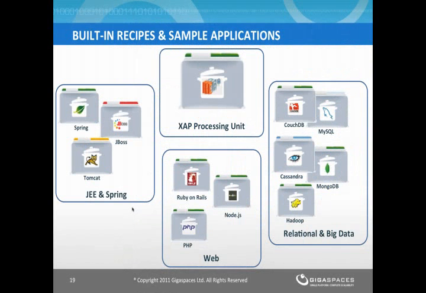Now Cloudify, although it's very open and essentially allows you to implement and deploy any application using the recipe mechanism, is bundled with numerous built-in recipes and sample applications. So we're supporting out of the box Tomcat, JBoss, Ruby on Rails, MongoDB, which I mentioned before, Cassandra, and a bunch of other components that are, I would say, the most common application stacks in the market.